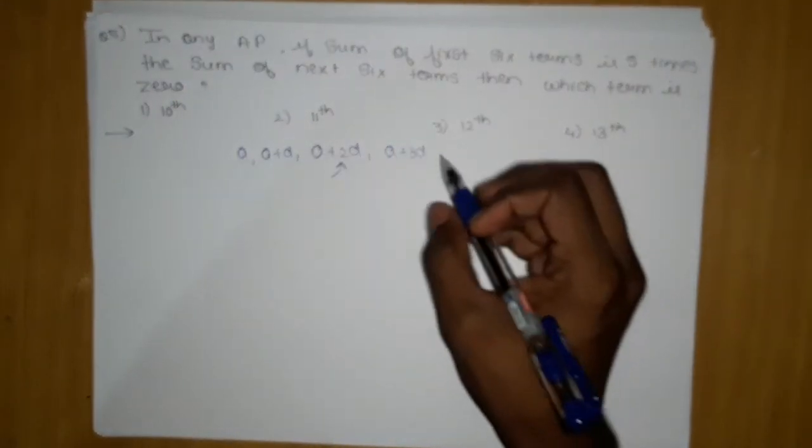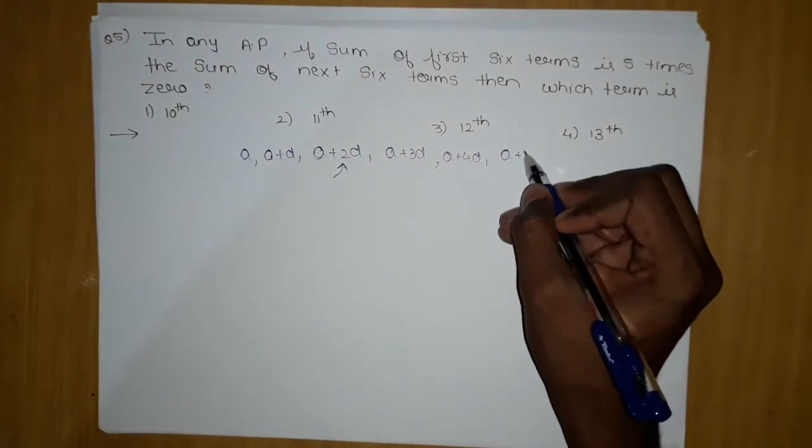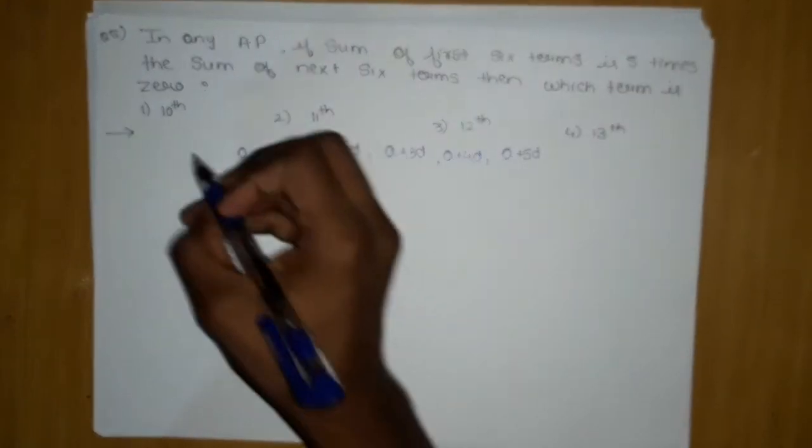So I'm considering the first 6 terms: a plus d, a plus 2d, a plus 3d, a plus 4d. Now the t6 will be what? A plus 5d, okay. So this will avoid the chances of making a mistake. This is my first 6 terms.